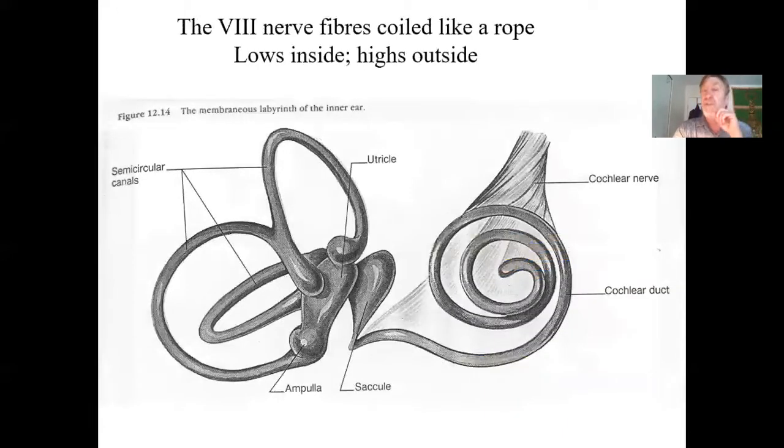Now, eighth nerve fibers, we said last week and the weeks before, they're coiled like a rope, lows inside, highs on the outside.